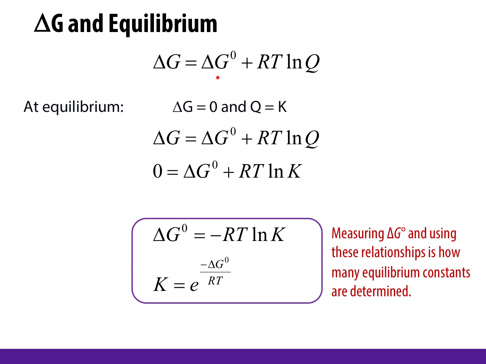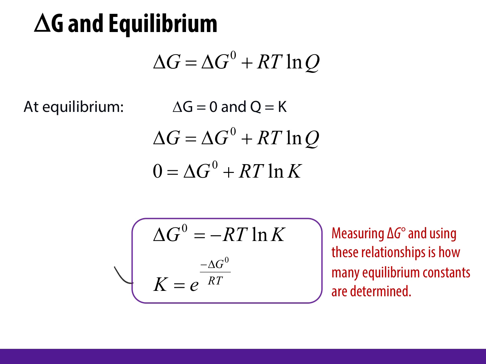So we have delta G is delta G naught plus RT ln of Q. At equilibrium, though, we know delta G has to be equal to 0, and Q is equal to the equilibrium constant K. So when we plug that in, we have 0 is equal to delta G naught plus RT ln of K. That gives us these two results. Delta G naught is equal to negative RT ln of K, or K is equal to e to the negative delta G naught over RT.